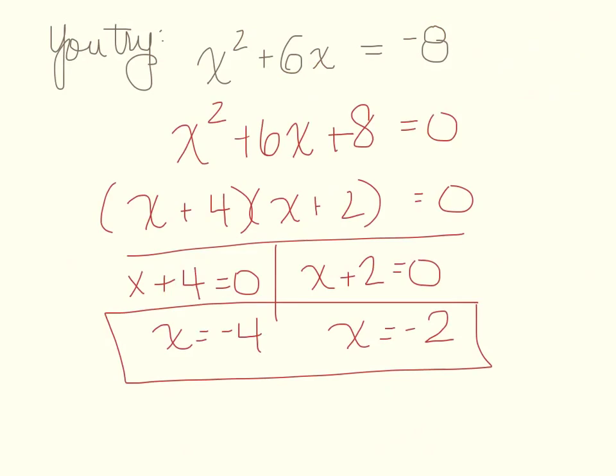Okay, and I'm getting x equals negative 4, x equals negative 2. Remember, the little thing you needed to remember to do beforehand was to make sure you have a 0 on the right-hand side. You have to have your quadratic expression equal to 0, that's so important, before you can start factoring. So that's where we're at.